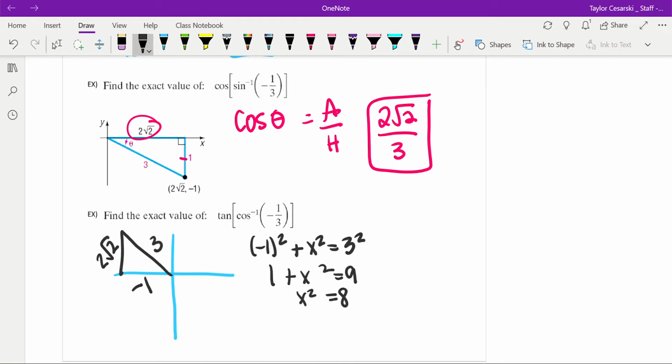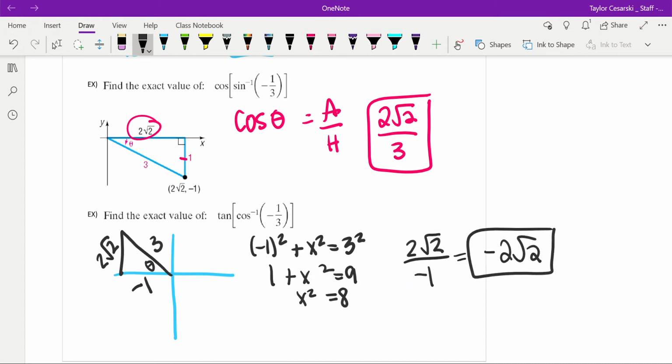Okay? So then tangent. I want tangent of theta. And I'm going to go ahead and mark theta on my diagram. Tangent of theta is opposite over adjacent. So if I'm looking at theta, opposite of theta is 2 square root 2 over adjacent is negative 1. Let's simplify that to negative 2 square root 2. Okay?